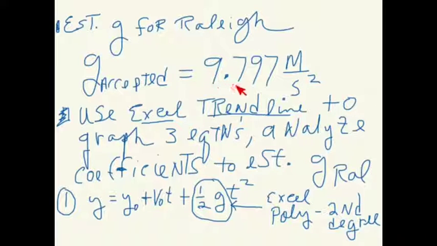The accepted value for Raleigh is 9.79 meters per second squared. You're going to use the Loggerlite software to gather the data, and reading on the back of the lab sheet, it tells you how to transfer that data into Excel. You'll use that data to graph the three equations, the two we talked about before, plus acceleration versus time. And you're going to analyze the coefficients to estimate the acceleration of gravity for Raleigh.